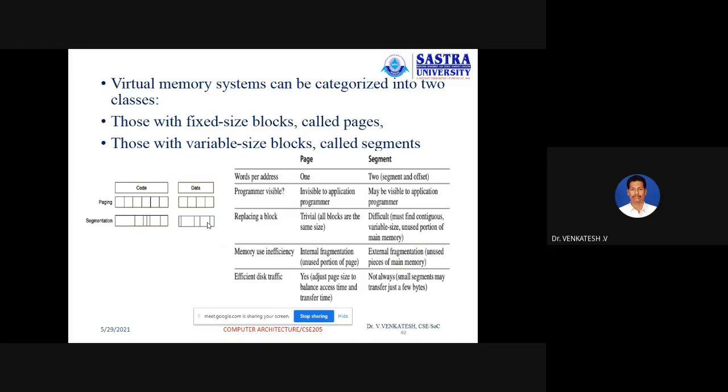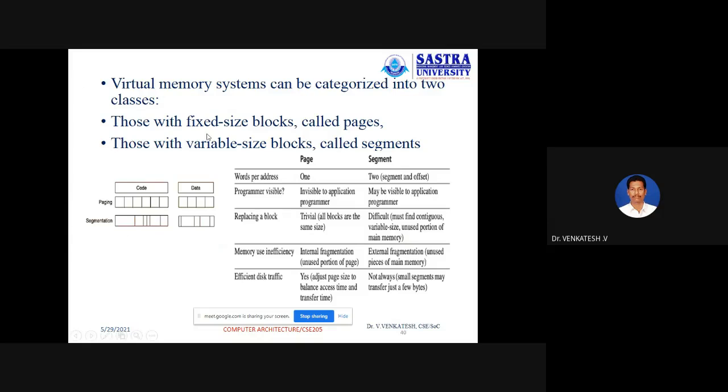Now coming to the next concept, virtual memory systems can be categorized into two classes. As I told you already, there are pages and there are segments. In the leftmost diagram, you have code and data. If you refer to the pages, they are equal in size. Wherever the code as well as data, the individual page size is equal. Whereas in segmentation, it is in various sizes of blocks called segments.